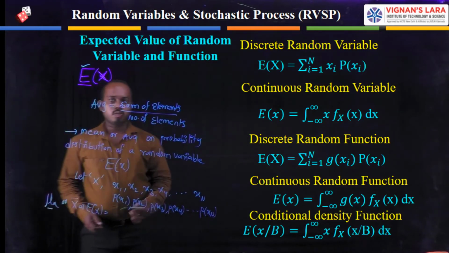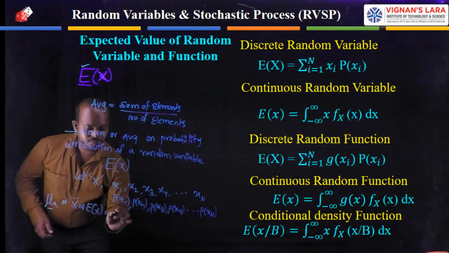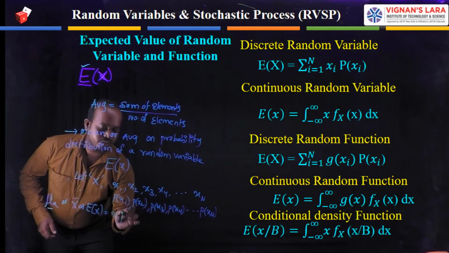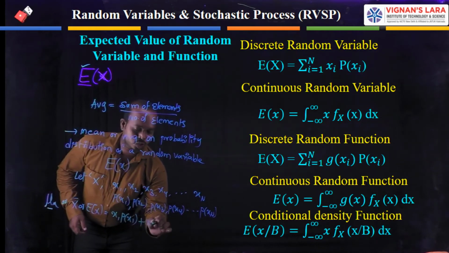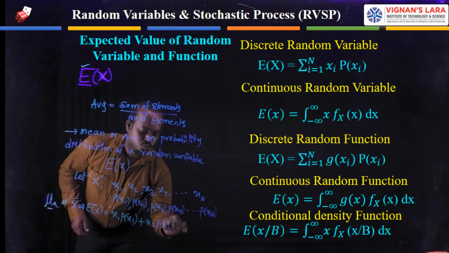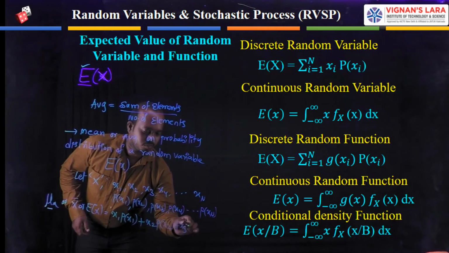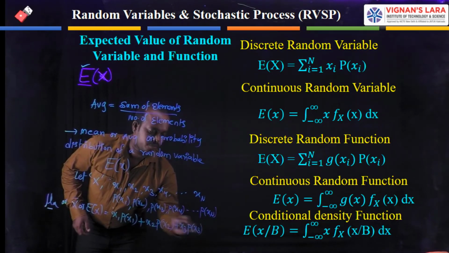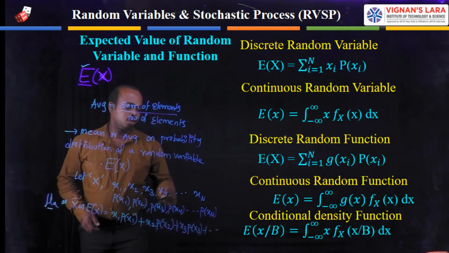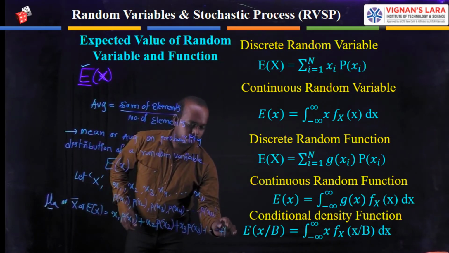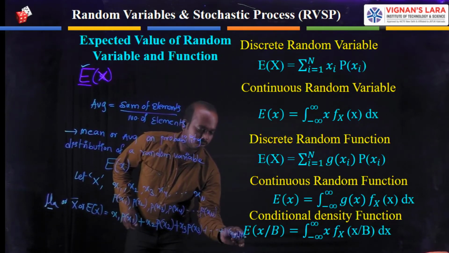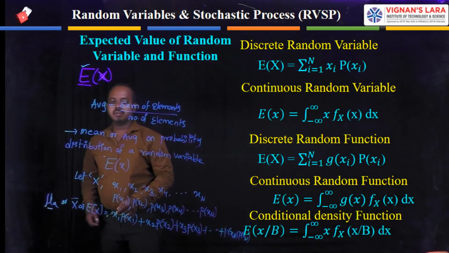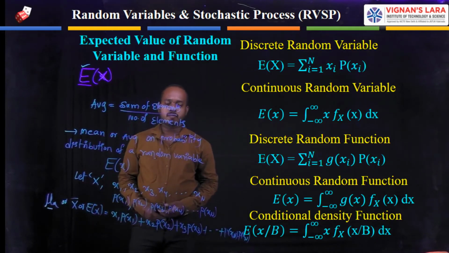For these quantities, the expectation value is x1 times the probability of x1, plus x2 times the probability of x2, plus x3 times the probability of x3, plus and so on, up to xn times the probability of xn. This is the representation for finding the expectation value of a random variable.